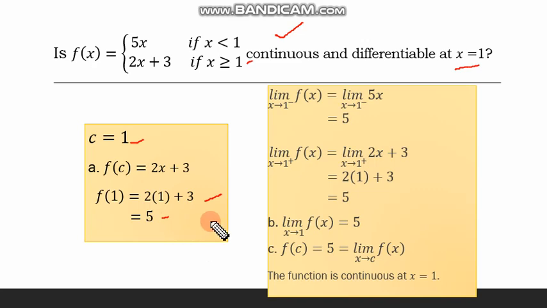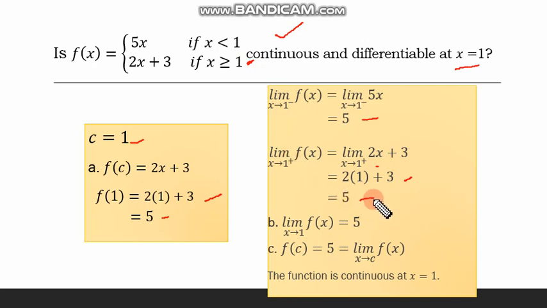So we will evaluate the limit from the left side and from the right side of the function. In this case, from the left side, we will use 5x. So the limit of f of x as x approaches 1 negative, or the limit of 5x as x approaches 1 negative, is equal to 5. Next is from the right side. The limit of f of x as x approaches 1 plus, that's the limit of 2x plus 3 as x approaches 1 positive. So 2 times 1 plus 3. We will use 2x plus 3 if x is greater than 1, which is equal to 5.